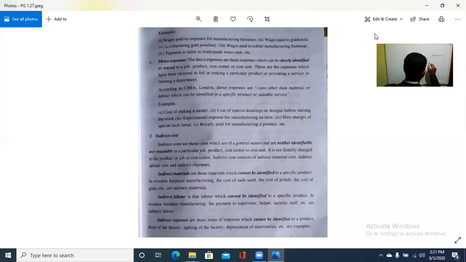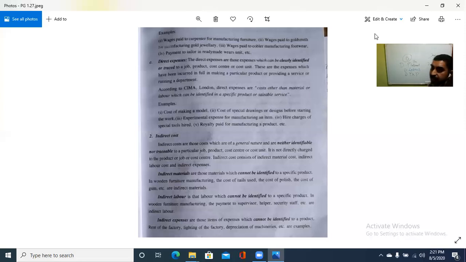Under the indirect part, this is indirect material. So for example, the nails in wooden furniture, or the gum used, where all the gum has to be applied, not just one place. It cannot be easily traceable or identifiable. How many nails there are, not just one nail, right? So it cannot be traceable or identifiable. Such types of materials are called indirect material.